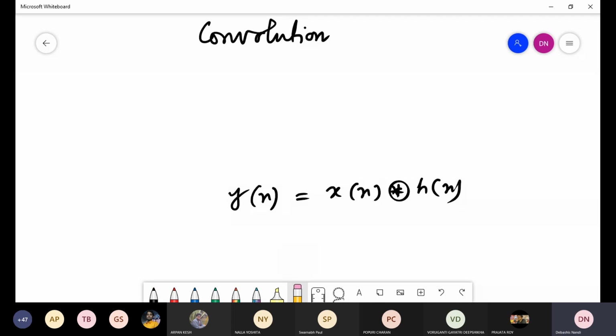I think in continuous functions you have studied this convolution operation, and there is a property in the Laplace transform and also in the Fourier transform, where if you take the Fourier transform of two convolved functions, then in the frequency domain they will be multiplied. Okay, so I will discuss that part once again here for discrete time signals.